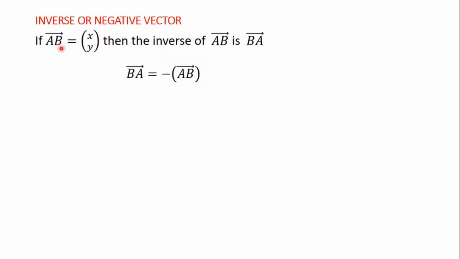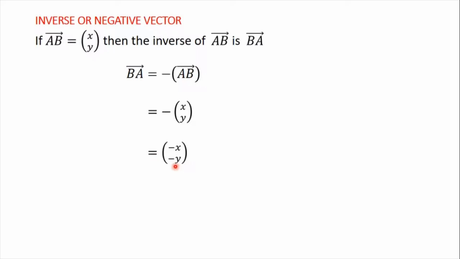Vector BA, which is the inverse of vector AB, is equal to minus vector AB. So if you have one vector and you want to find its inverse, multiply each component by minus 1. So here, vector BA, the inverse of vector AB, is equal to minus vector AB. What are the components of vector AB? X, Y. So minus X, Y. You multiply the X component by minus 1. You multiply the Y component by minus 1.